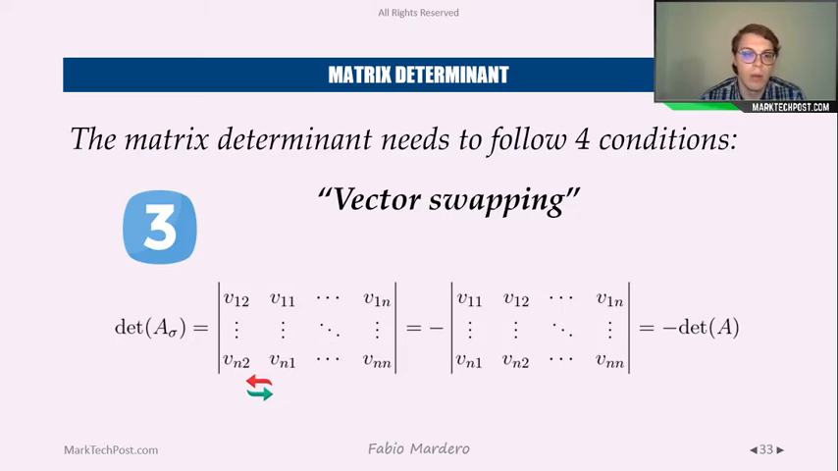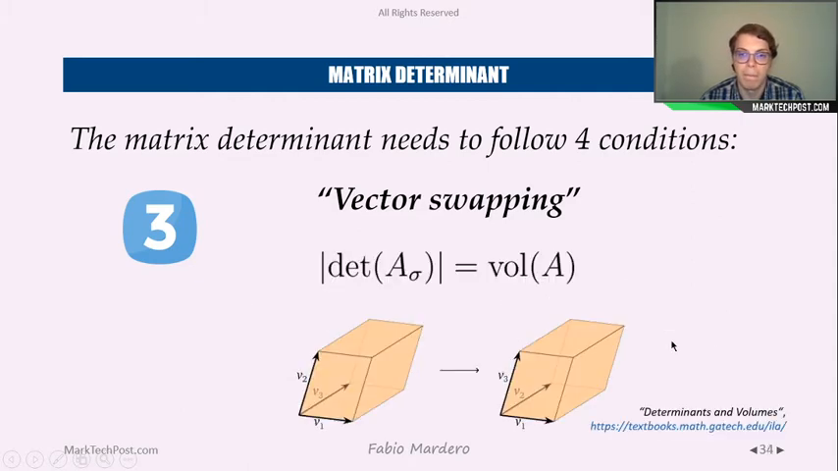Here, for example, we swap the first 2 columns, and we get this matrix where the 2 vectors are flipped, which is equal to the determinant of the original matrix times -1. Again, since the absolute value of the determinant is the volume of our parallelepiped, here the sign of the permutation does nothing and the volume is preserved.